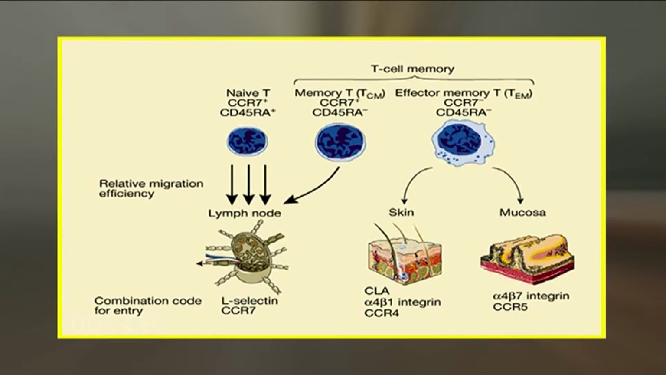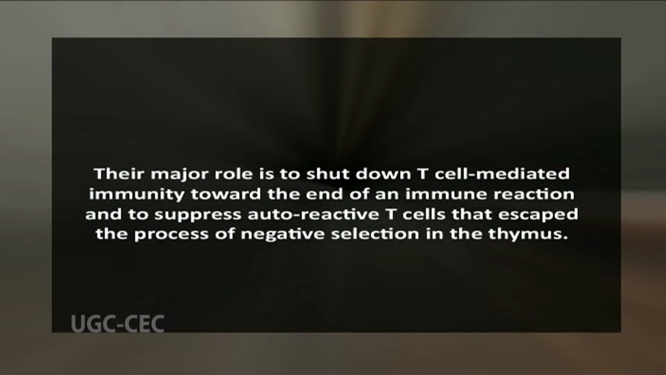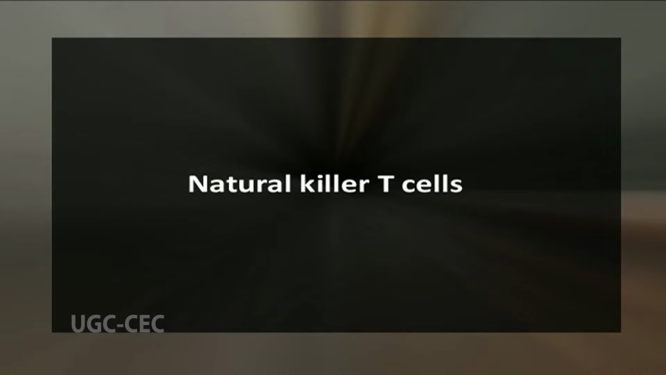Number 5. Regulatory or suppressor T cells. Regulatory T cells are crucial for maintenance of immunological tolerance. Their major role is to shut down T cell mediated immunity towards the end of an immune reaction and to suppress autoreactive T cells that escaped the process of negative selection in the thymus. And number 6 is natural killer T cells.